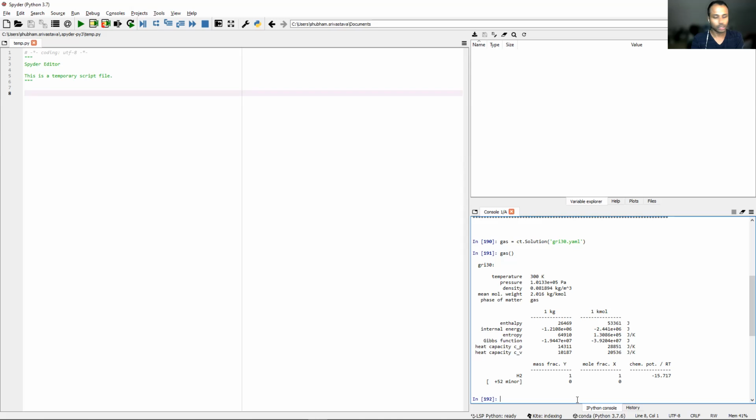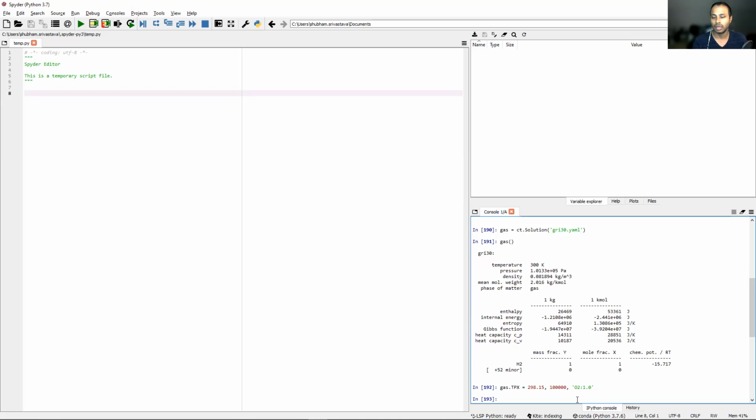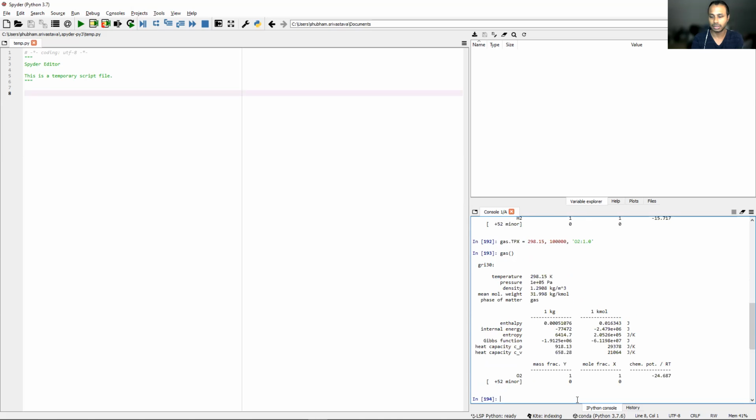Now let's go ahead and initialize this to oxygen, O2, in the standard state. So let's say gas dot TPX equals temperature is 298.15 in standard state, pressure will be 10 to the power 5 Pascal, and this will be O2. We're just assigning oxygen to this entire gas. Now, if we look at gas, see, everything has been initialized to 100% oxygen.